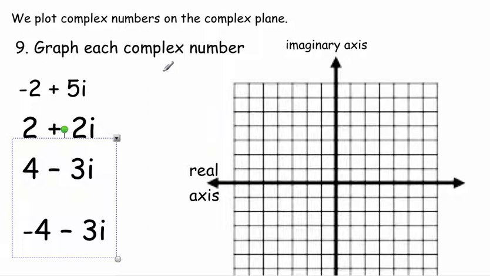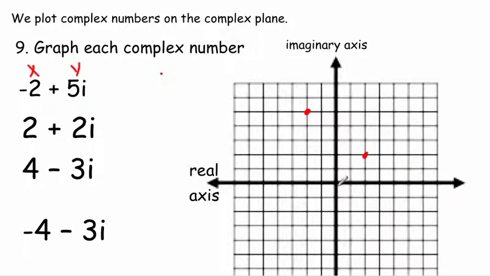Okay, so we can graph each of these. We can graph complex numbers, and it's not very difficult. Basically, this is going to be your x-coordinate, and this is going to be your y-coordinate. So, for instance, negative 2 plus 5i, I'm going to go left 2 spaces, and then I'm going to go up 5. 1, 2, 3, 4, 5. So that's negative 2 plus 5i. 2 plus 2i, my next example, I'll go right 2 spaces, and then up 2 spaces.